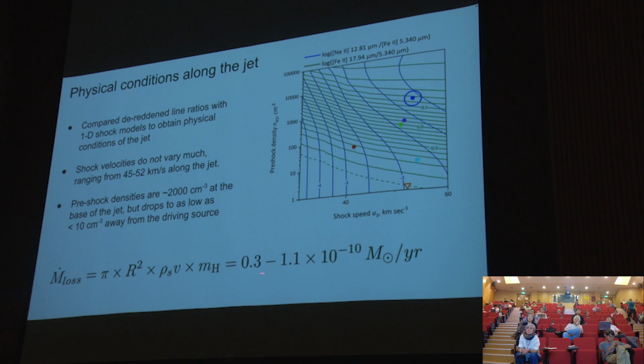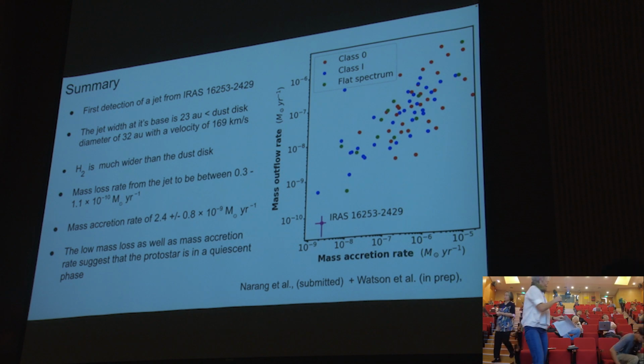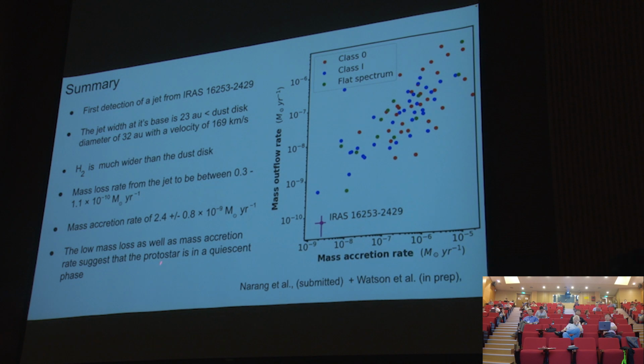You plug this into this formula, and we get the mass loss rate from the jet to be about 10 to the minus 10. So if we put everything together and compare it with the other well-known Class 0, Class 1 and Class 2 protostars from Watson et al. 2016, we see that this source occupies a parameter space which has never been probed before with Spitzer or any other telescope. So it's a low accretion, low mass outflow rate, suggesting that the protostar is in a quiescent phase. With this, I leave my summary and I'm open to questions.